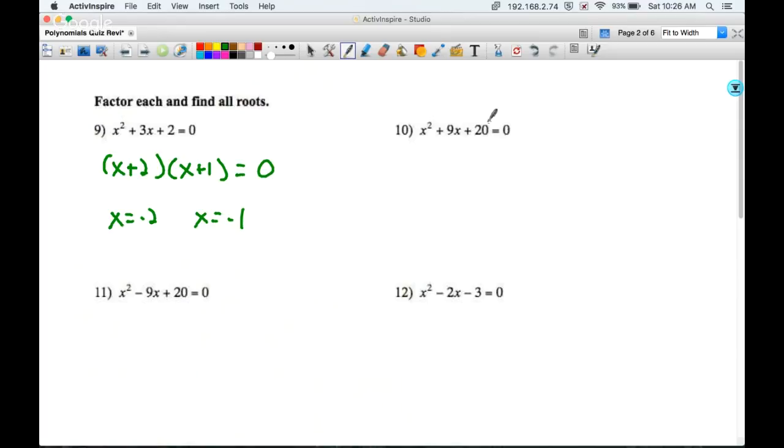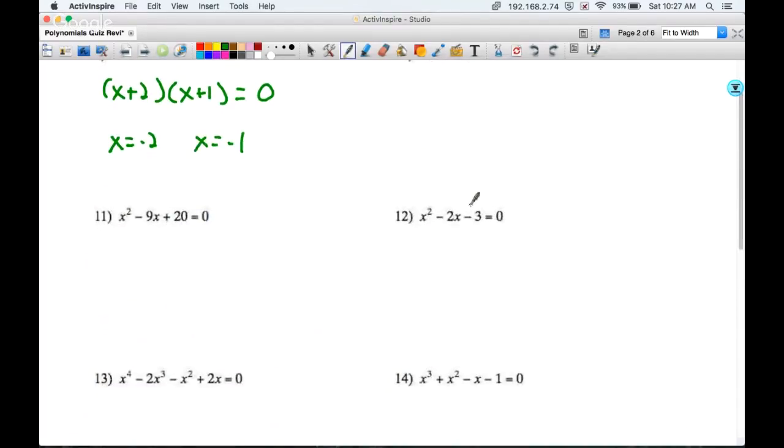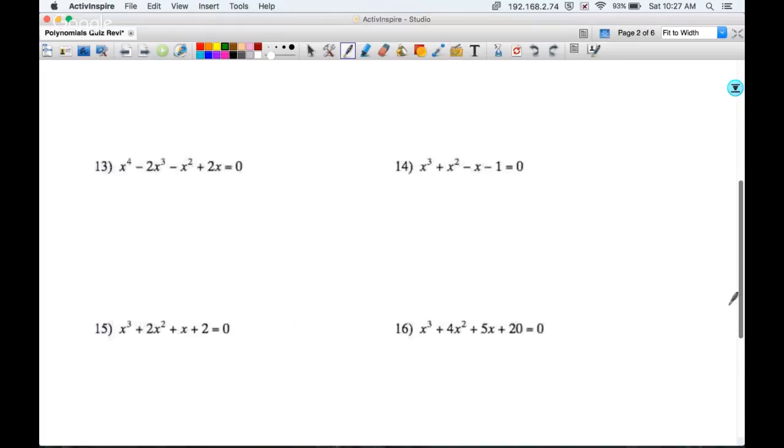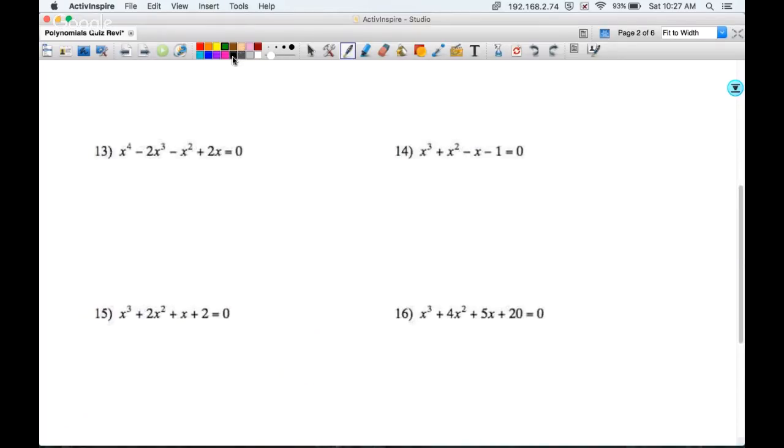Let's see, simple factoring. This one's going to be 4 and 5. -4, -5. This one's going to be -3, +1 for our factors. You got to flip those.